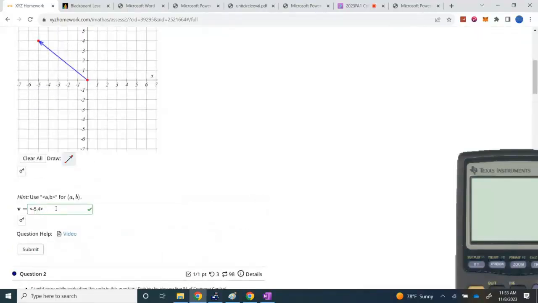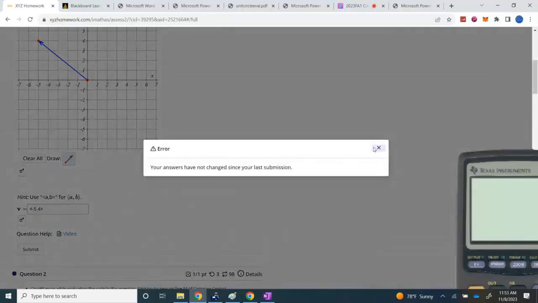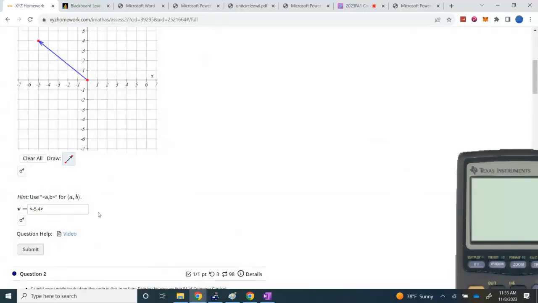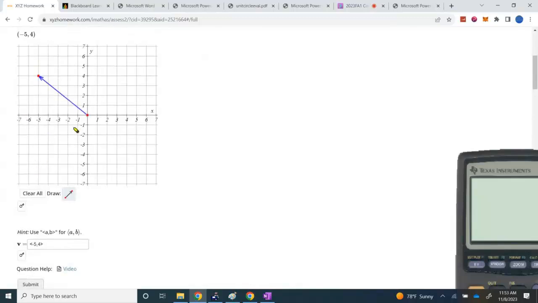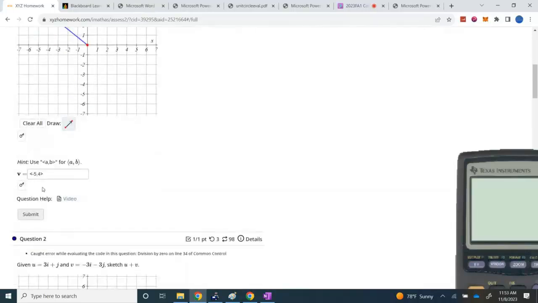I thought I generated a new problem. So I'm going to use the less than -5, 4 with the greater than. It won't let me submit it because I already submitted it. But you should graph, start at the origin, and then when you write it in component form, you want to make sure you use your angle brackets.